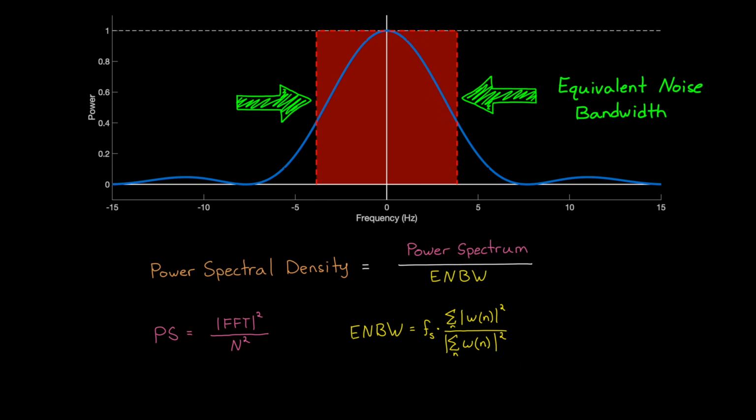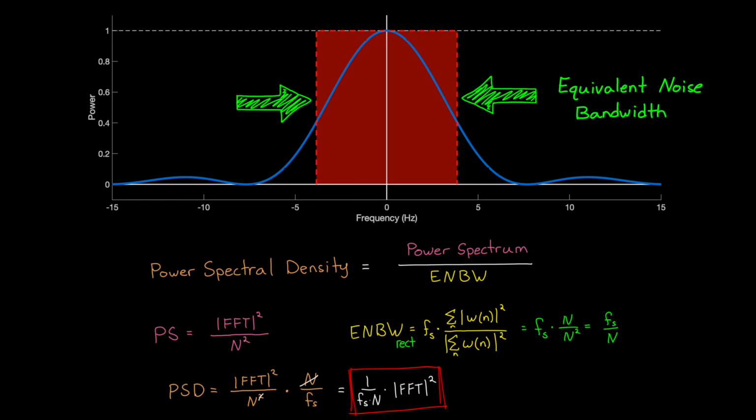And so for a rectangular window, each of the N terms has a value of 1. And so this just becomes Fs times N over N squared, or Fs divided by N. And now when we divide the power spectrum by this, the N's cancel out and we're left with 1 over Fs times N times the absolute value of the FFT squared. And this is the scaling for power spectral density using a rectangular window.